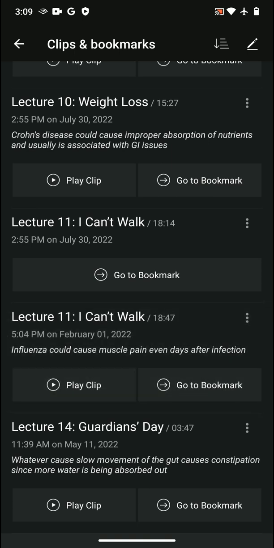Influenza could cause muscle pain even days after infection. Some people report it. That's usually not a complication. It's just some remnants of the influenza.